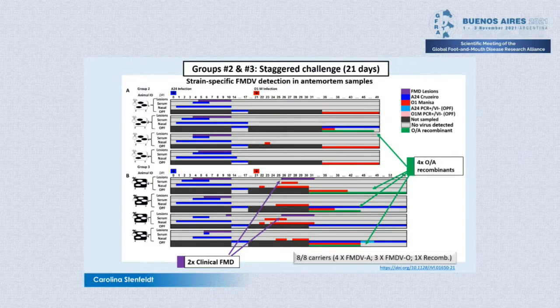When we move further on in time, things get a little more exciting, as when we sequenced the viruses recovered from the probang samples by NGS, we found dominant, as in consensus-level, interserotypic recombinant genomes in consecutive probang samples from 4 of the 8 animals. And similar to the first study group, all animals maintained persistent infection by only one virus. So 4 of the animals were persistently infected with the A24, 3 maintained O1 Manisa infection, while 1 animal was persistently infected with a recombinant virus.